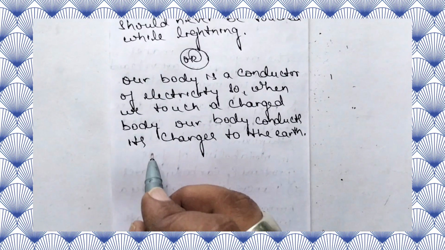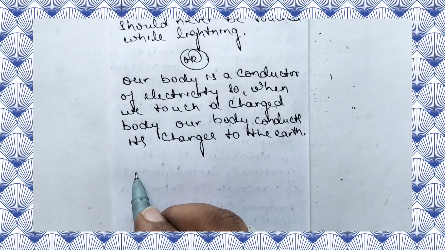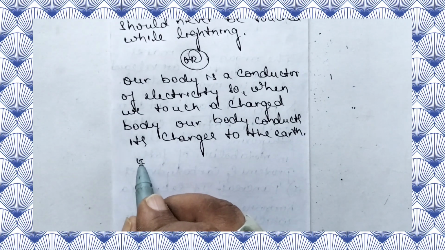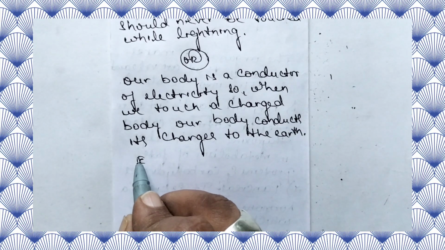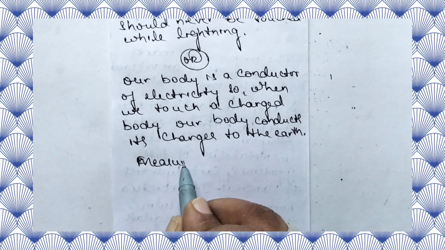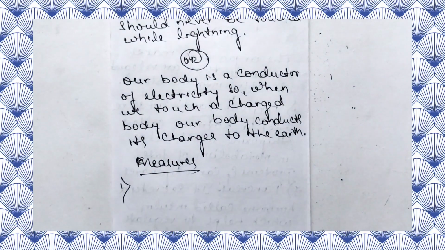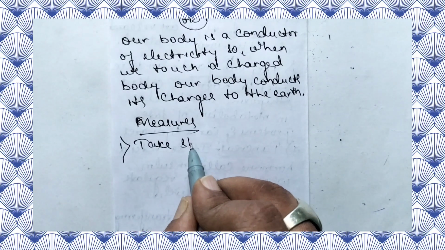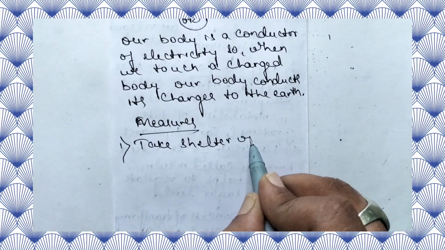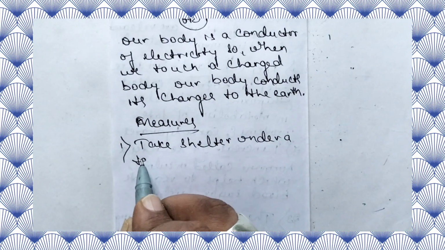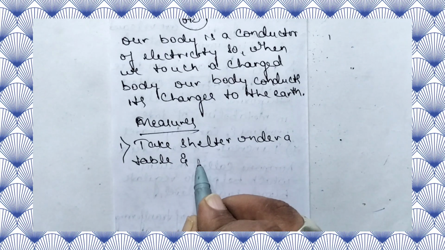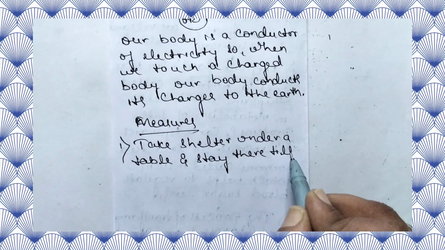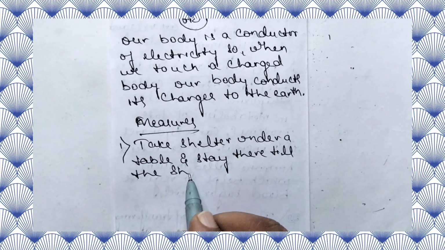Next, the question is, what are the measures that we can follow to protect from earthquake? So now let us list some measures. The first measure is take shelter under a table and stay there till the shaking stops.